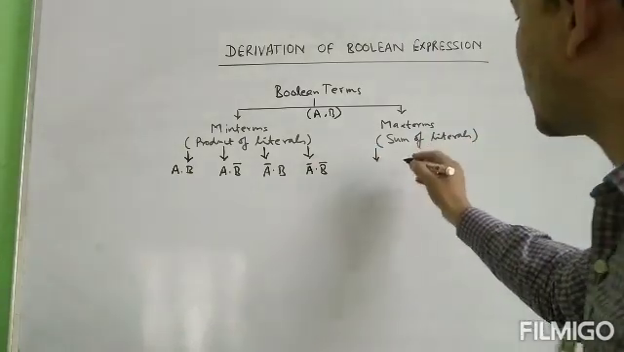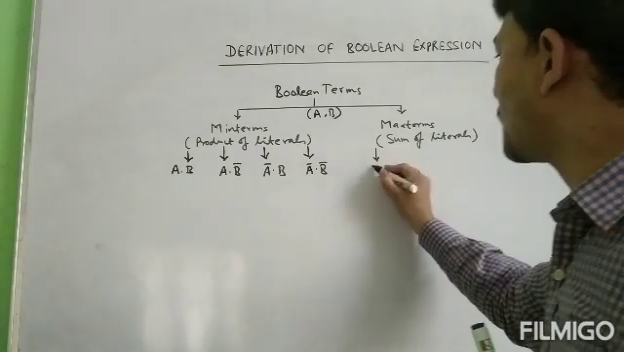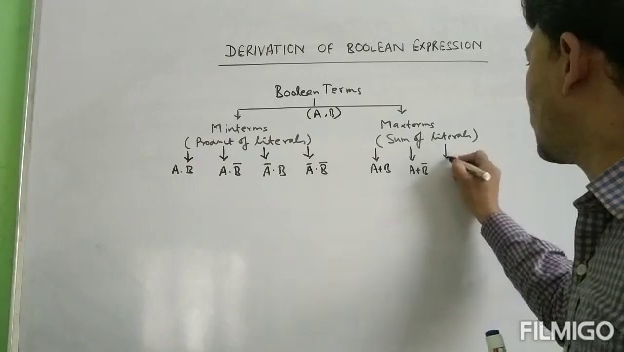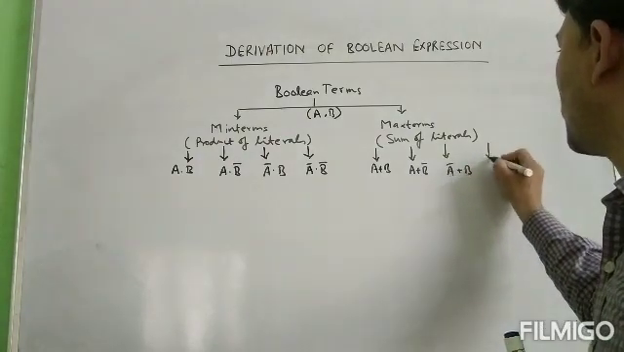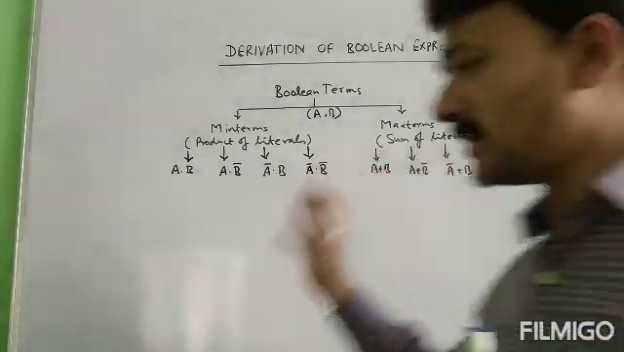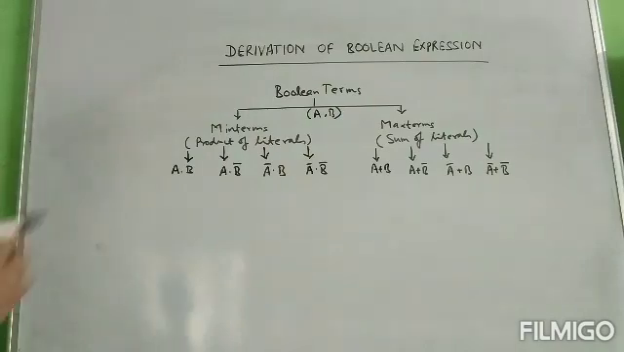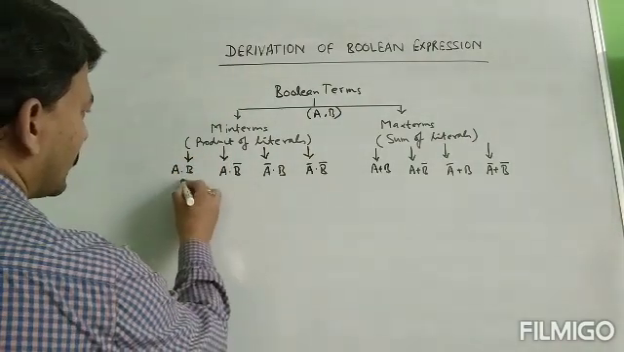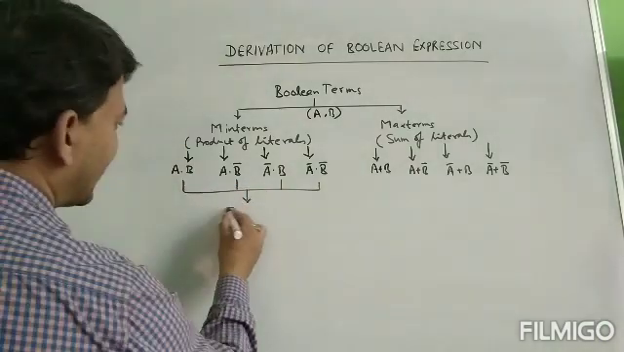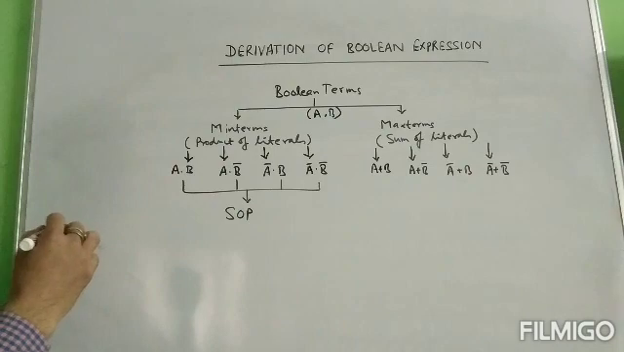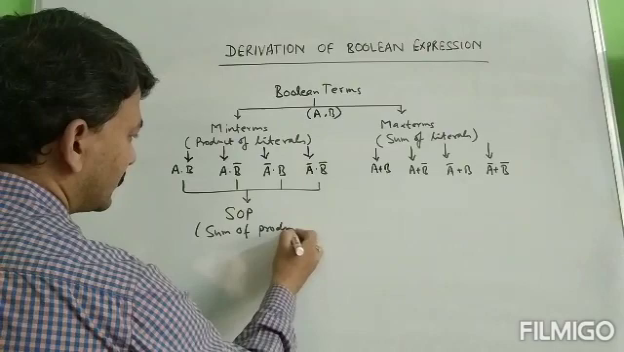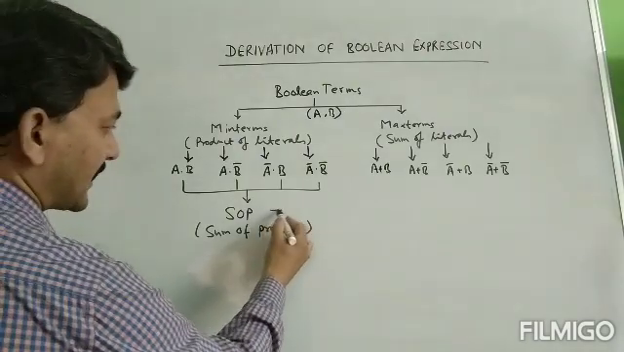What about maxterms? Maxterm is sum of literals. So the first maxterm using A, B is A or B, second A or B naught, third A naught or B, fourth A naught or B naught. So these are the minterms and maxterms. Using these, if you combine minterms, what you will get? You will get SOP expression. SOP means sum of product. What is the sign for SOP?